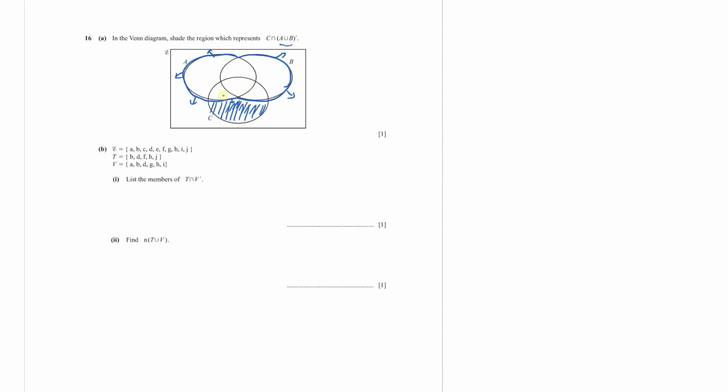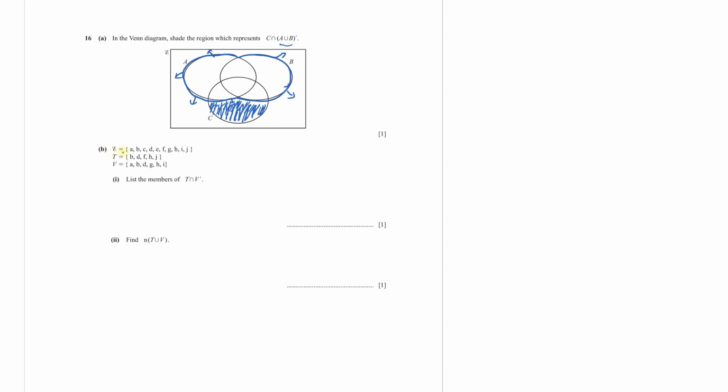These regions will not be counted, although they are part of C, because they are not part of A union B complement, as they are inside A union B as well. So you have to look for the region that is outside of the A union B and also overlaps with C. So this will be your region that I've shaded here.